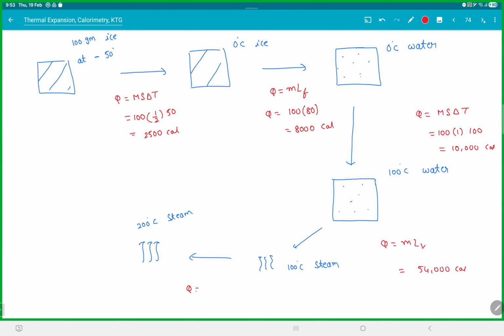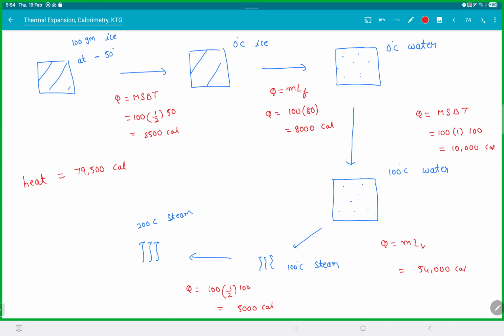Here again, Q is equal to 100 into specific heat of steam, which is half, into 100. That's another 5,000 calories. Add up all of this. That's 2,500, 8,000, 18,000, 64, 872, 72, 577, 79,500 calories. Please check.